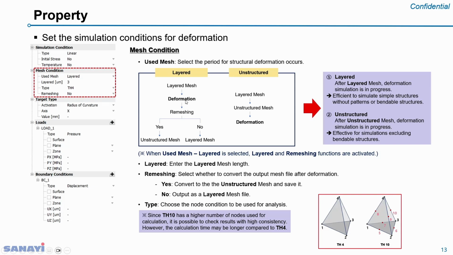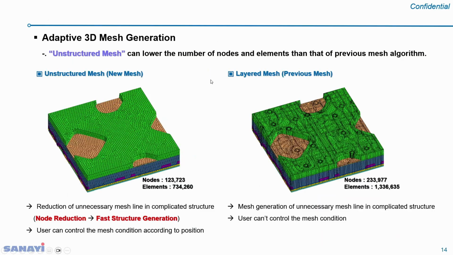What is the difference between the two meshes? As you can see, for unstructured mesh, the number of nodes and elements is lower than layered mesh. Therefore, I recommend to use the mesh as unstructured type. However, sometimes the calculation may diverge. In that case, please utilize the layered mesh.